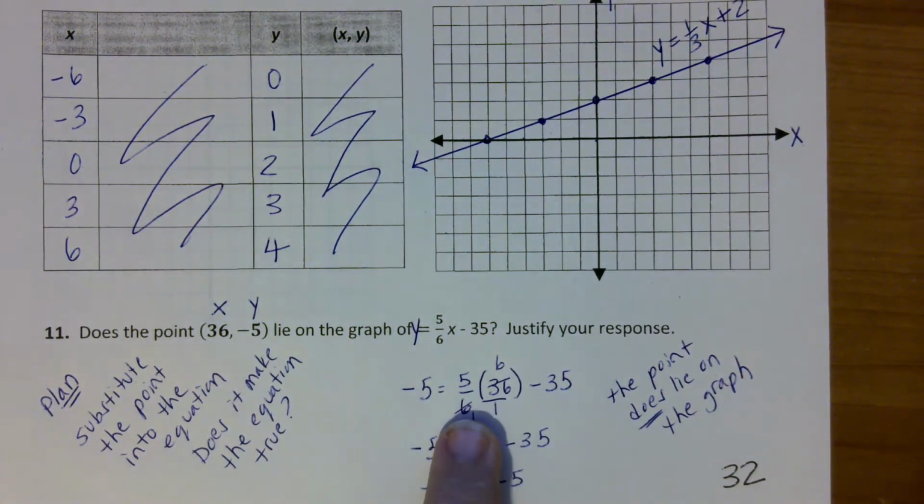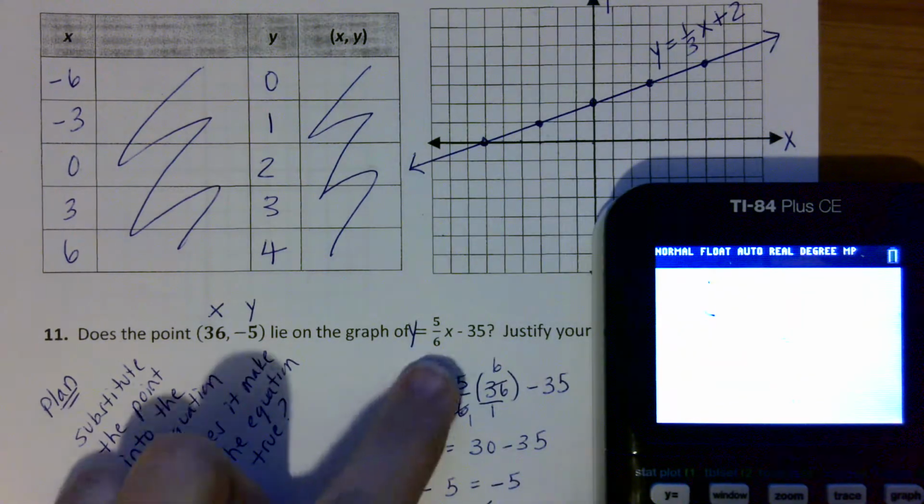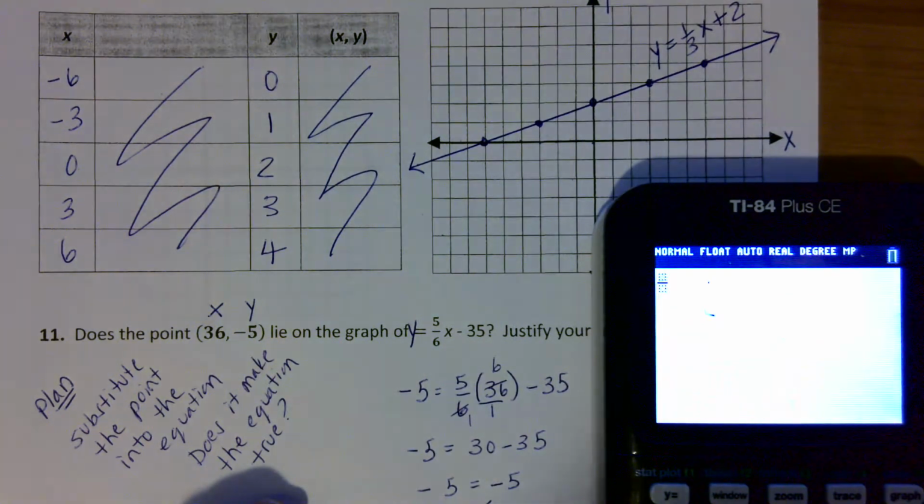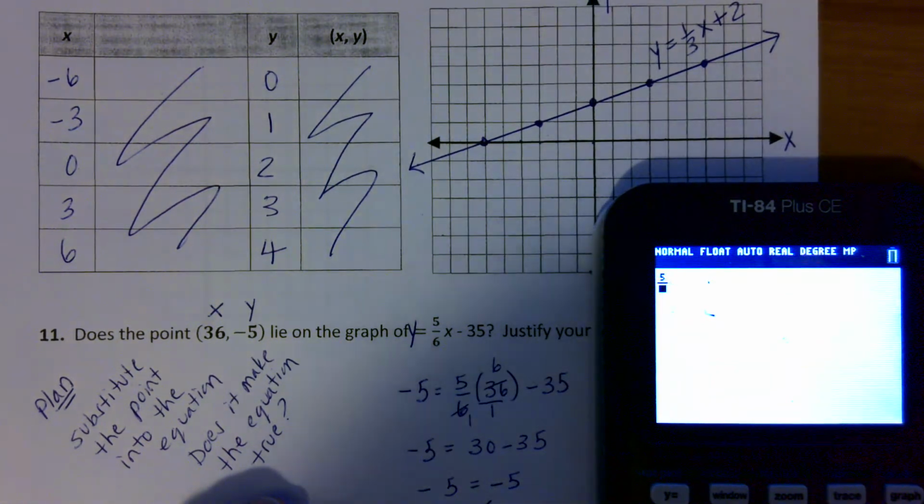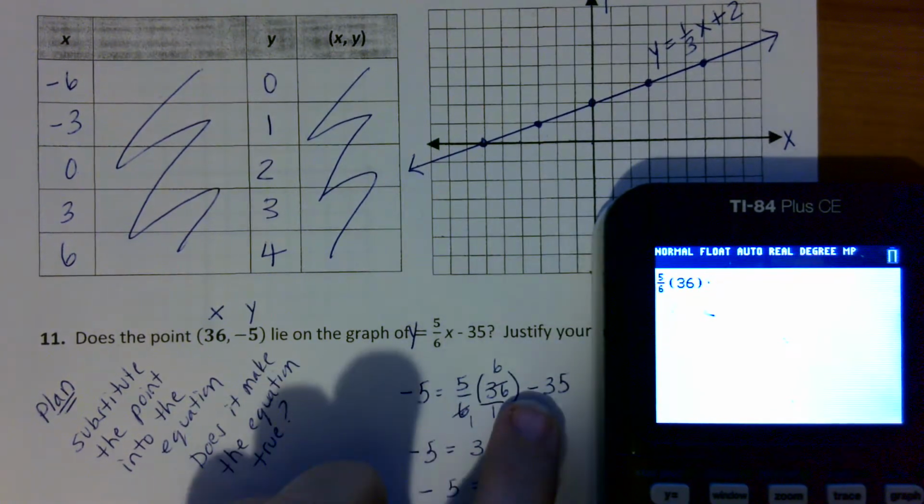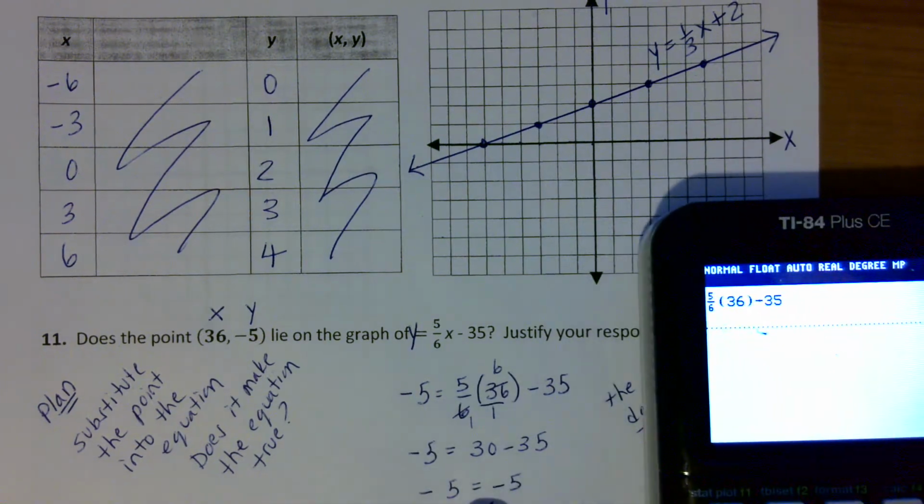If this was a little tricky for you, remember, you can quit out of this and just type this right in. Alpha y equals, get our fraction, 5/6 times 36 minus 35. And that tells us that would be negative 5.